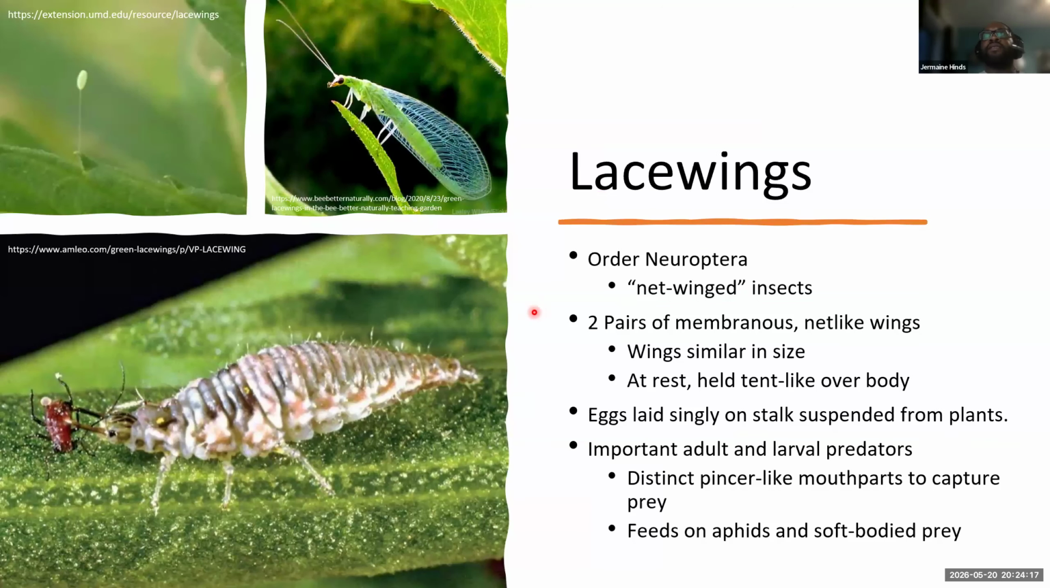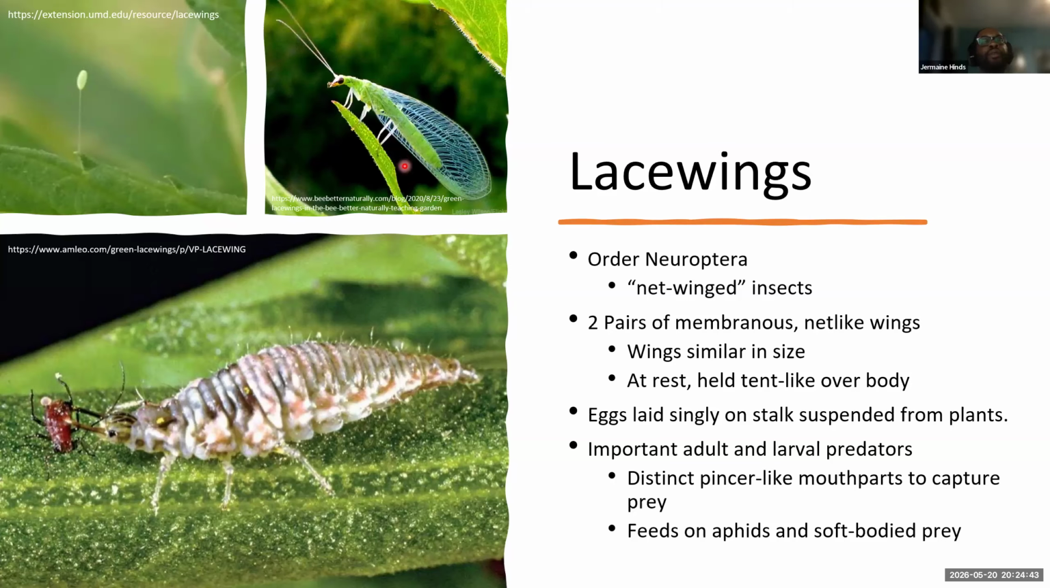Next, we have our lacewings. They're in the order Neuroptera. Neuro means net, like your neurology, your nervous system is net-like. So your net-winged insects. They have two pairs of membranous net-like wings, and you see that here. The wings are similar in size. Remember, wings are an important characteristic when you're trying to identify. At rest, they're held tent-like over their body.